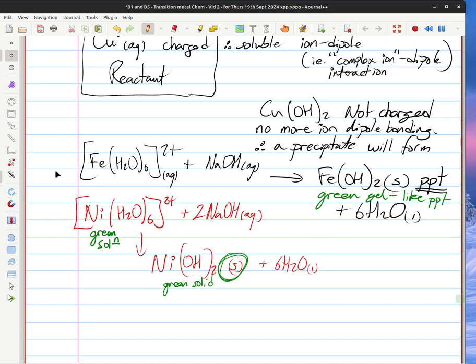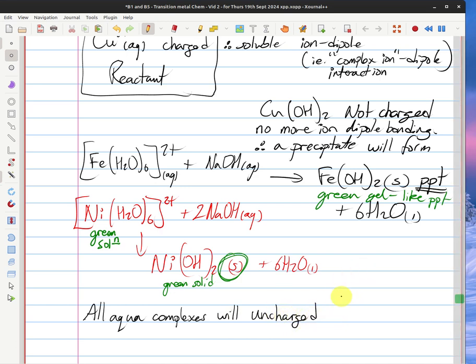So any aqua complex will do this. All aqua complexes will form uncharged precipitates, PPTS.